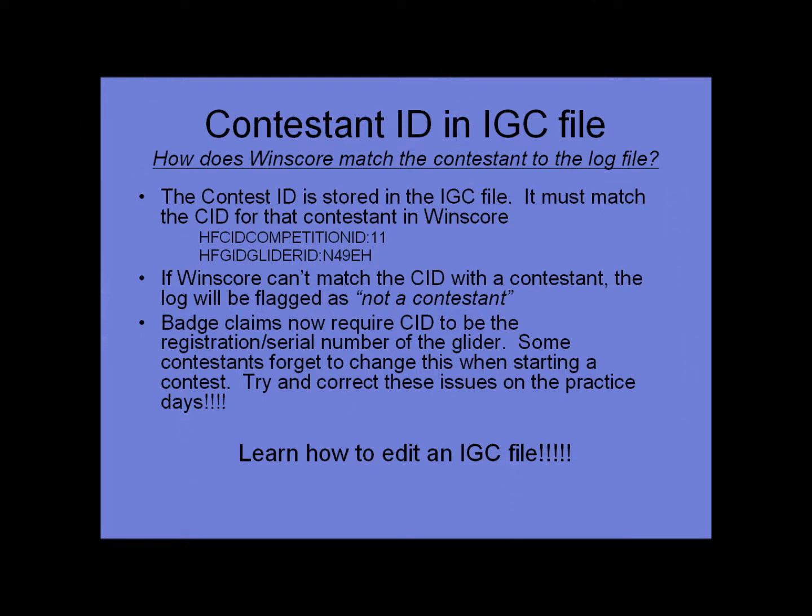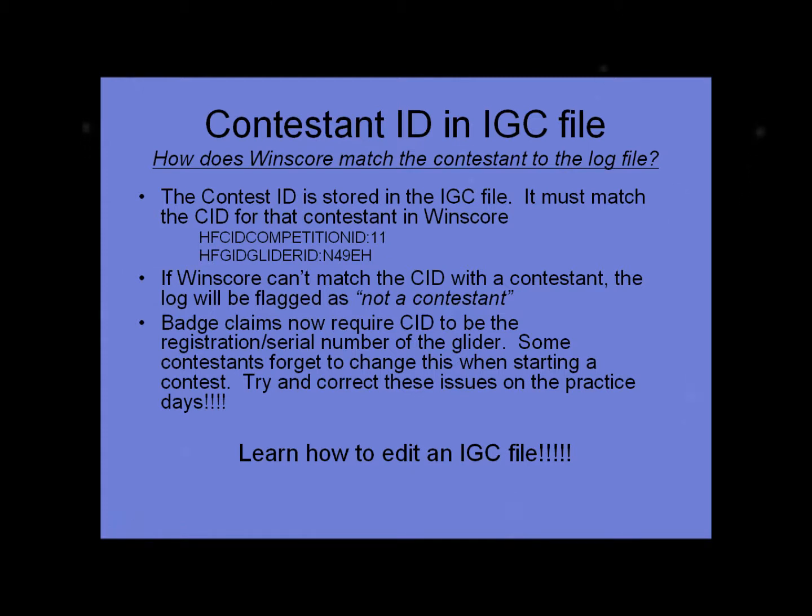How do you match the contestant to the log file? Well, it's through the contest ID. Inside the IGC file, and we'll look at this in a minute, there's a line in there for the competition ID. In this case, you can see here the HF contest ID. In this case, it's number 11, and they also have the glider ID there, the int number of the glider. Winscore will first look at the competition ID, try and match that to a contestant that's been entered in Winscore. If they match, you're done.